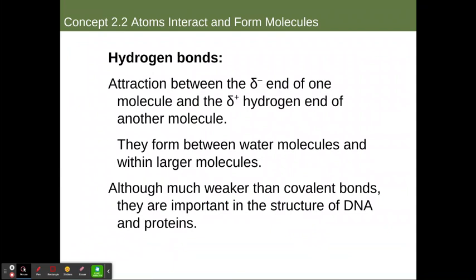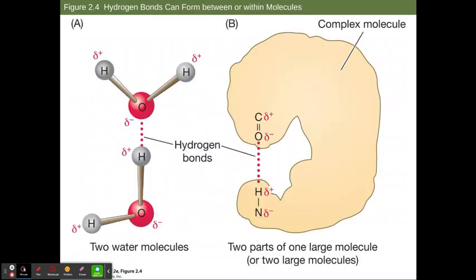The attraction between the negative end of one molecule and the positive hydrogen end of the other molecule allows them to be attracted together. They form between water molecules and within larger molecules as well. They're very, very weak bonds. We all know that when you move a glass around with water in it, that water will take shape because those bonds are relatively weak.